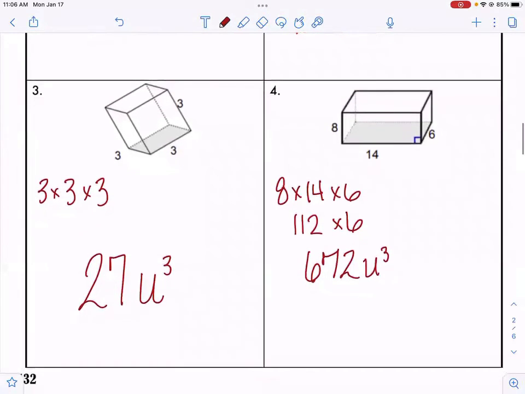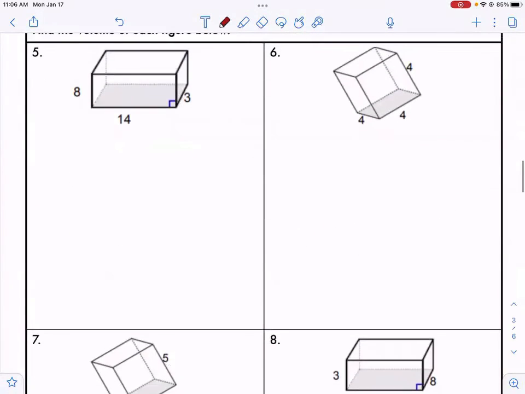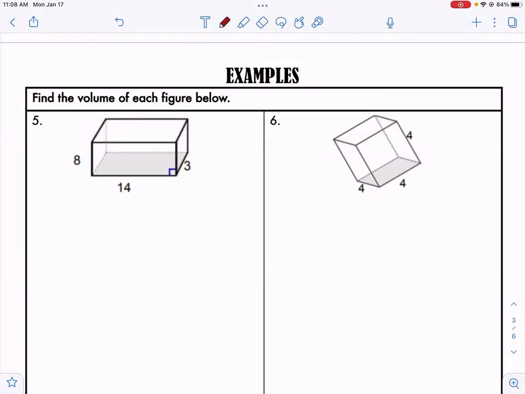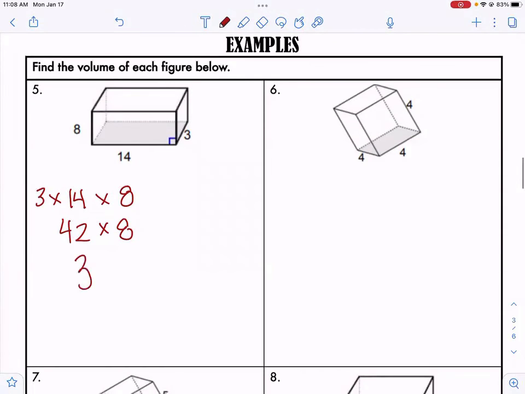Okay, flip to the next page. Any questions so far? We all good? Easy peasy? All right, do 5 and 6. Go. Okay, number 5. What do you gotta do? 3 times 14 times 8. Spencer says 3 times 14 is 42. 42 times 8 is 336. Yep, sure. 336 units cubed.